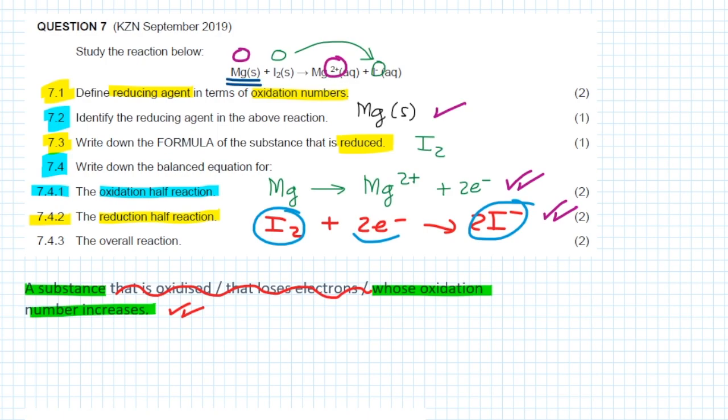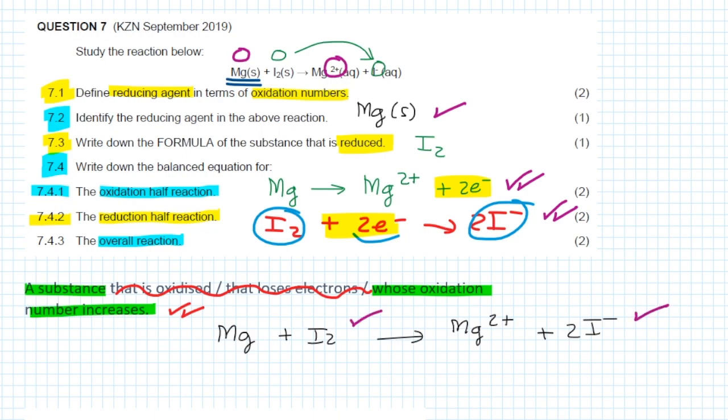The very last question says, write down the overall reaction. Step number 1, we check to see, are the electrons balanced? Are they equal in both reactions? Yes, they are. So we're going to leave out the electrons. We write out the arrow. What's on the left-hand side is magnesium plus I2. What's on the right-hand side is Mg2+ plus the 2 iodine ions, and this is the overall reaction. We're going to give you 1 mark on the left and 1 mark on the right.